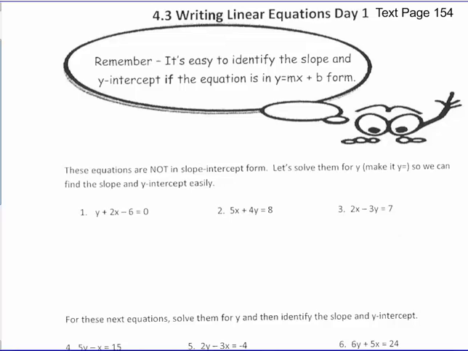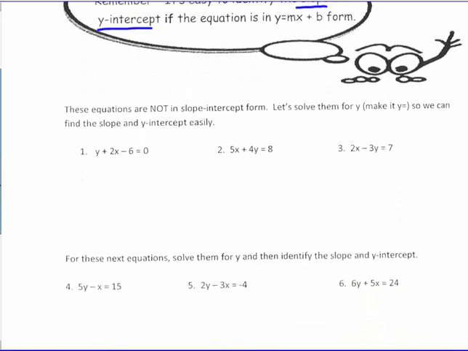Remember that it's easy to identify the slope and the y-intercept if the equation is in the y equals mx plus b form. That is the slope-intercept form of the equation. That's slope-intercept. That's why it's called that. It's the slope and the y-intercept form. These equations are not in slope-intercept form.